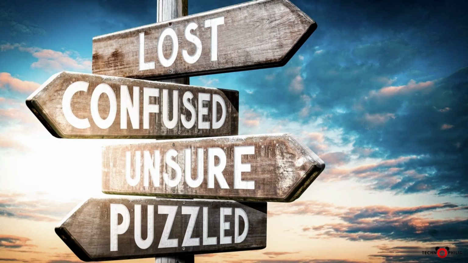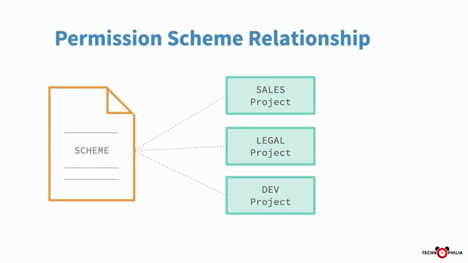Jira comes with a scheme named Default Permission Scheme. Each Jira project has only one permission scheme, but the same scheme can be shared by multiple projects. In this example, one scheme is powering the sales, legal, and dev projects. Therefore, all projects have the same permission settings. Here's an example of this model.